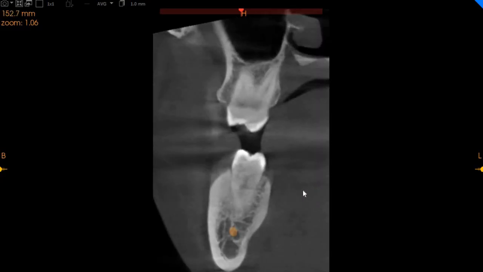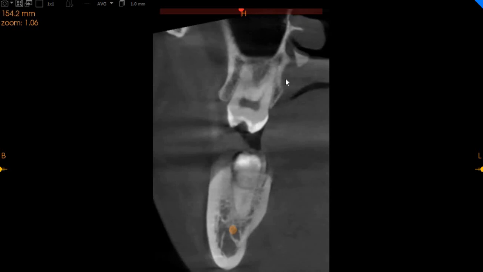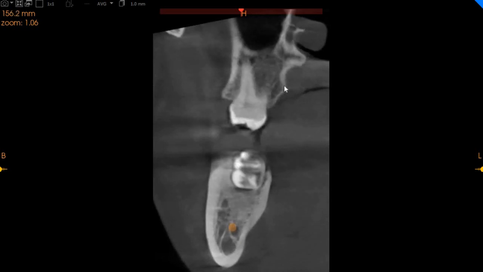Now moving to the upper left eight, which is right here. Here you can see we've got slightly longer roots in the upper left eight, and the roots are very close to the sinus right here. But good overall bone support, and the tuberosity appears to be very thick. We've got three very divergent roots in the upper left eight.